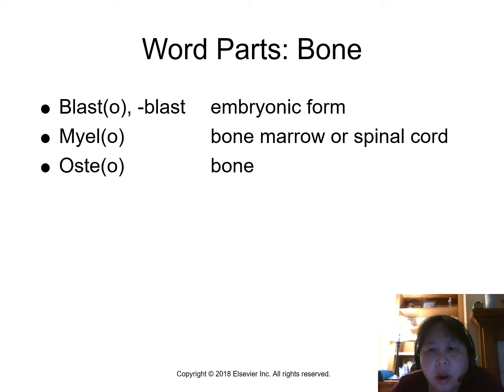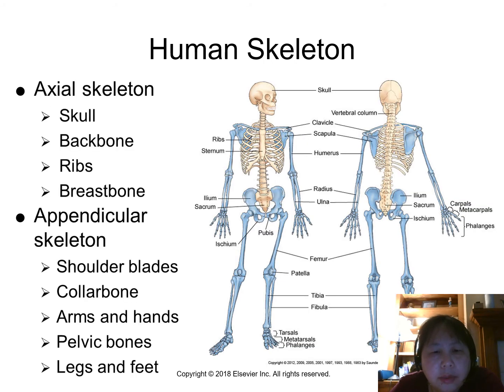And osteocytes are mature bone cells that become embedded in the calcified intercellular substance of the bone. So when we talk about these word parts, we are talking about the bone cells that are being developed. And then when we look at the human skeleton, we're looking at both the axial and appendicular sections, different bones that are categorized into two areas, the axial skeleton and appendicular skeleton.